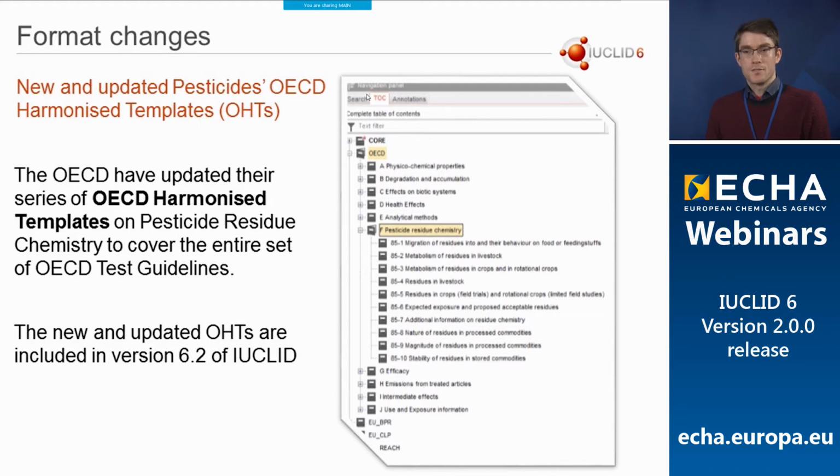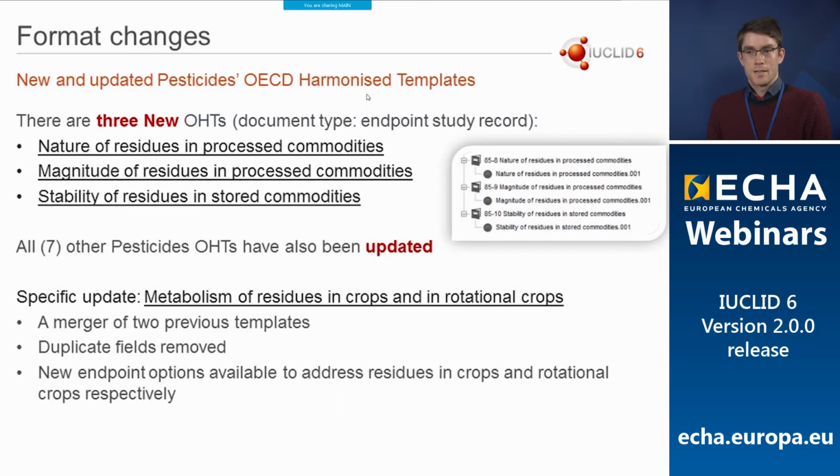As part of this update to the OECD test guidelines, the OHTs for the pesticide residue chemistry have been updated. And in line with this, there are 3 new OHTs, as you can see listed there. Also, the 7 existing pesticide OHTs have been updated in line with the OECD test guidelines. These include various updates to, for instance, the product type options. All these updates are included in the new OHTs for the pesticides too.